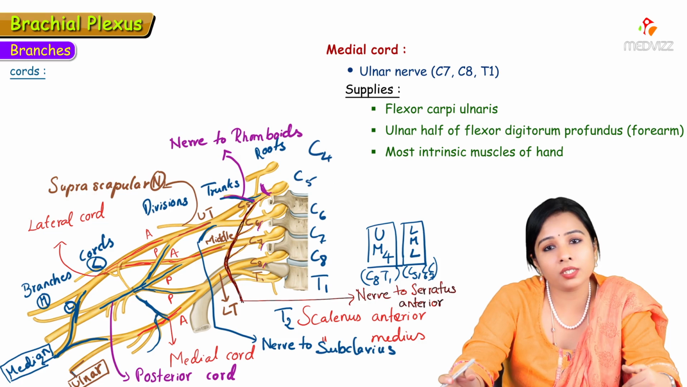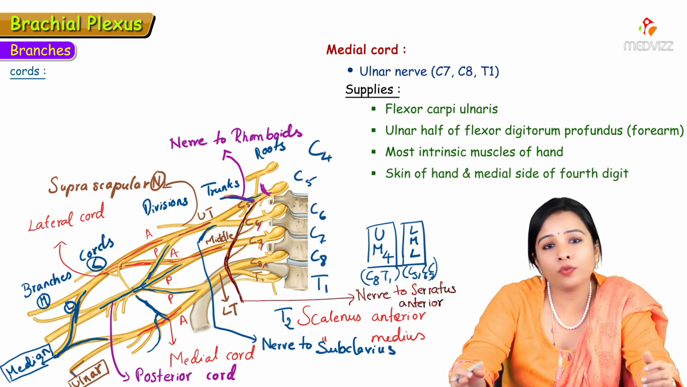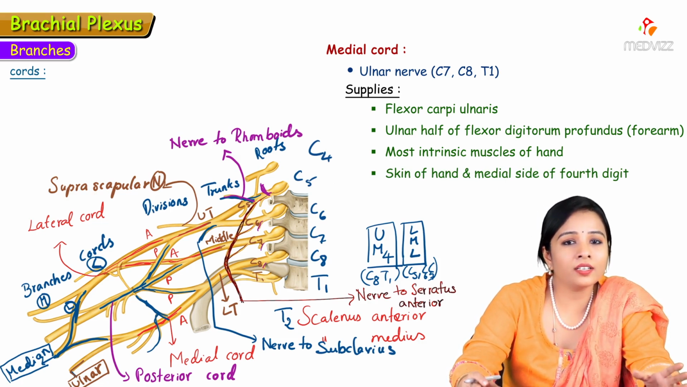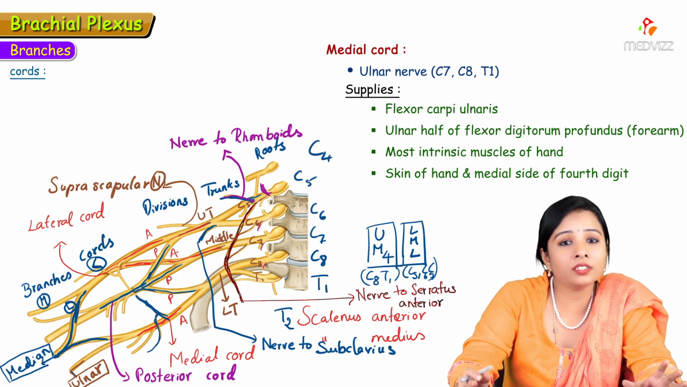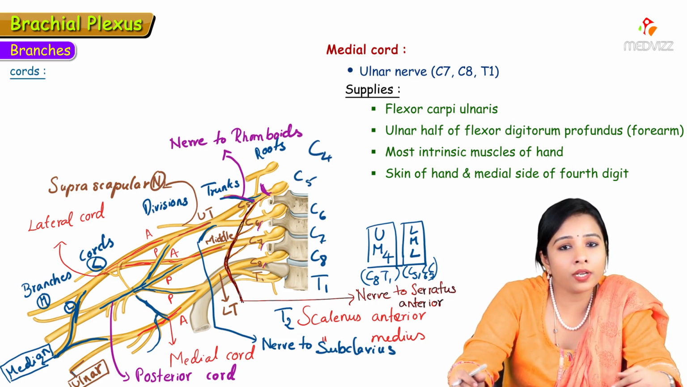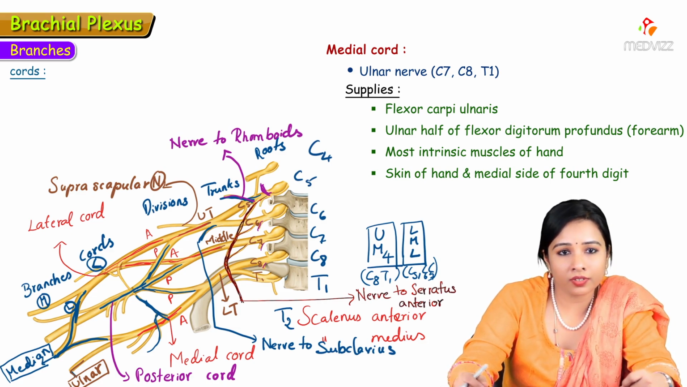Flexor carpi ulnaris and ulnar half of the flexor digitorum profundus in the forearm and most of the intrinsic muscles of hand and skin of the hand and medial side of the fourth digit. All these structures are supplied by the ulnar nerve. So ulnar nerve is the nerve of hand because it supplies most of the intrinsic muscles in the hand. And also it gives a cutaneous supply to medial 1.5 fingers on the palmar surface.